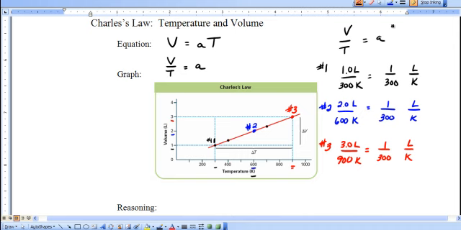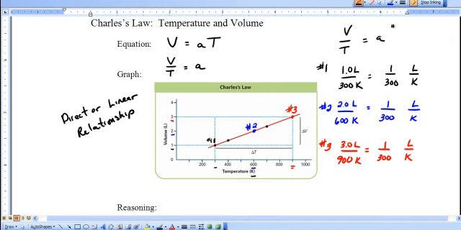a linear relationship. Let's go ahead and write that off to the side. Is a direct or linear relationship, simply meaning if you double the temperature, the volume will double. If you triple the temperature, the volume will triple, and so on and so forth. It is a direct relationship. As one increases, the other increases at the same rate.